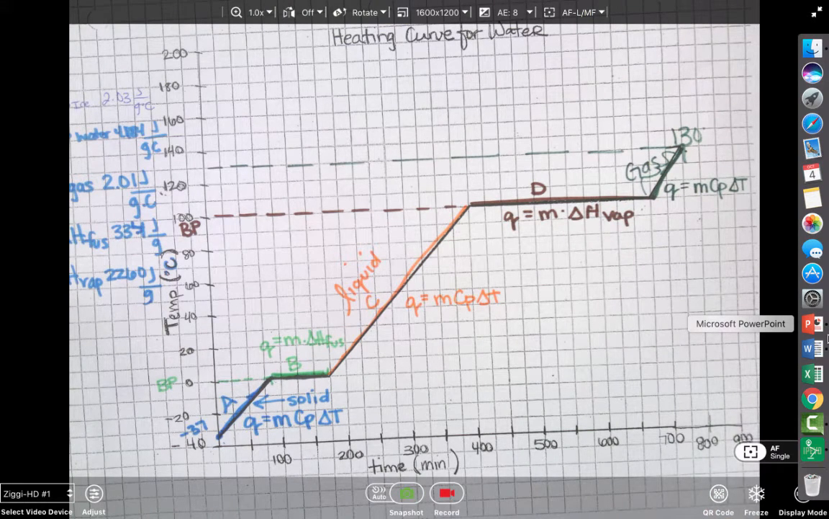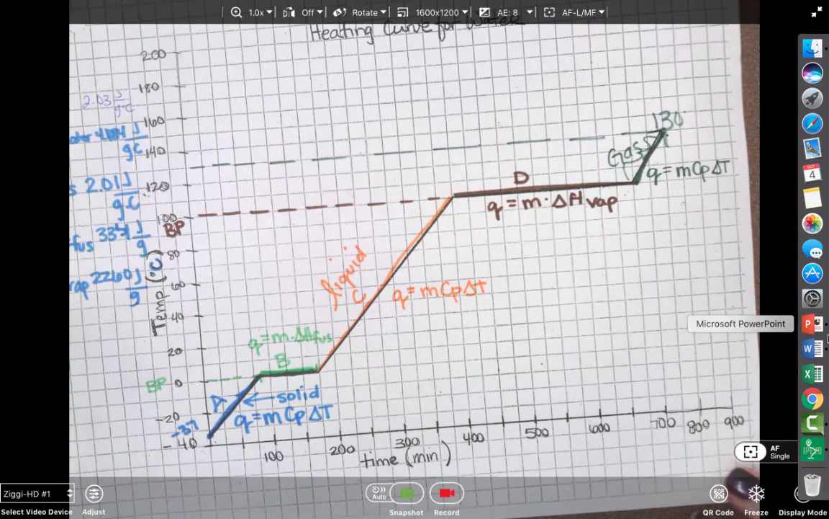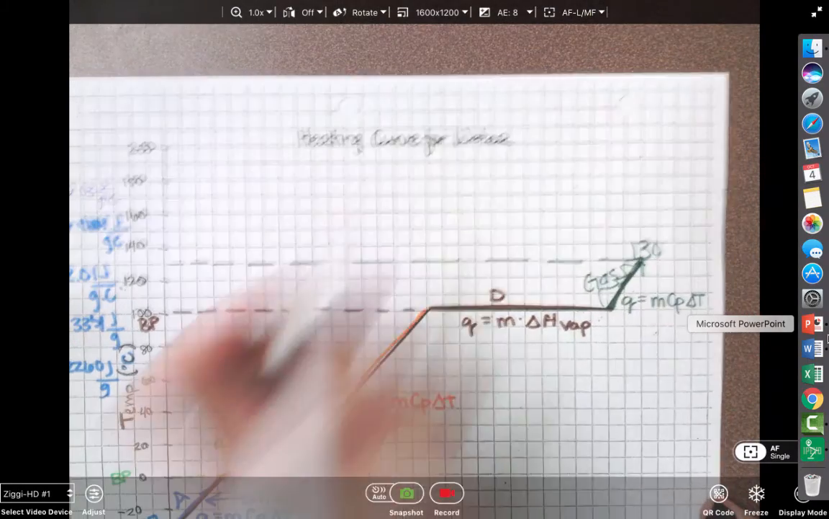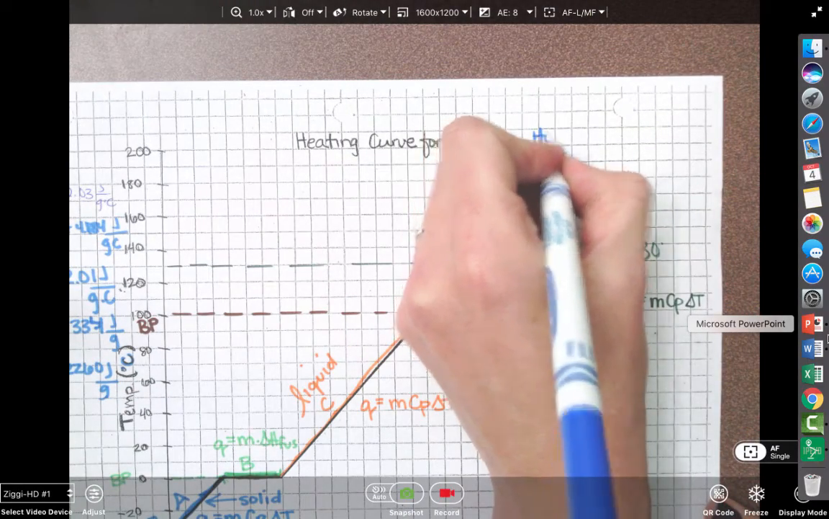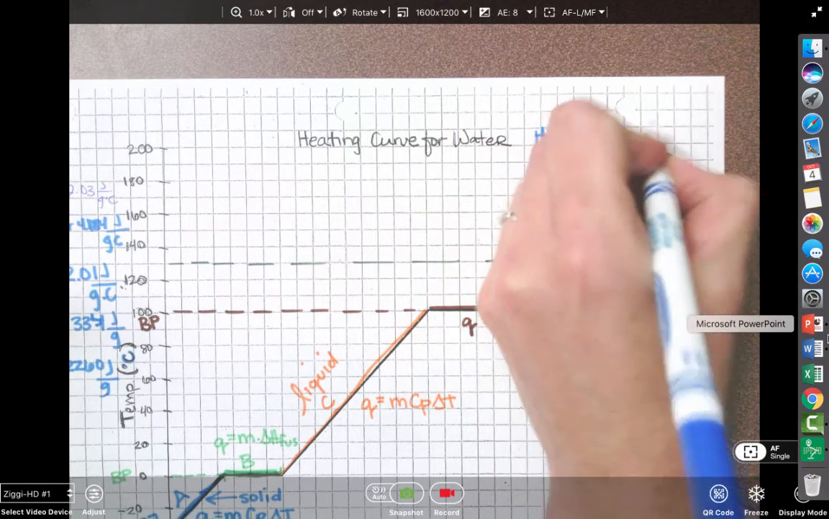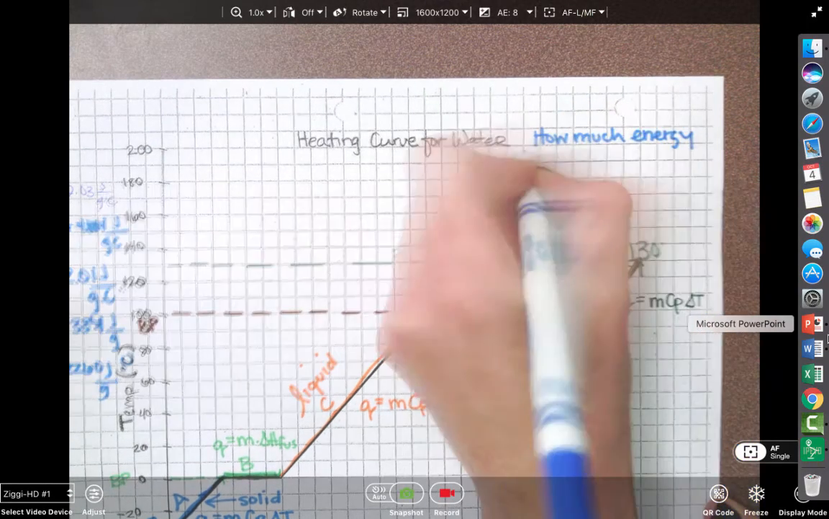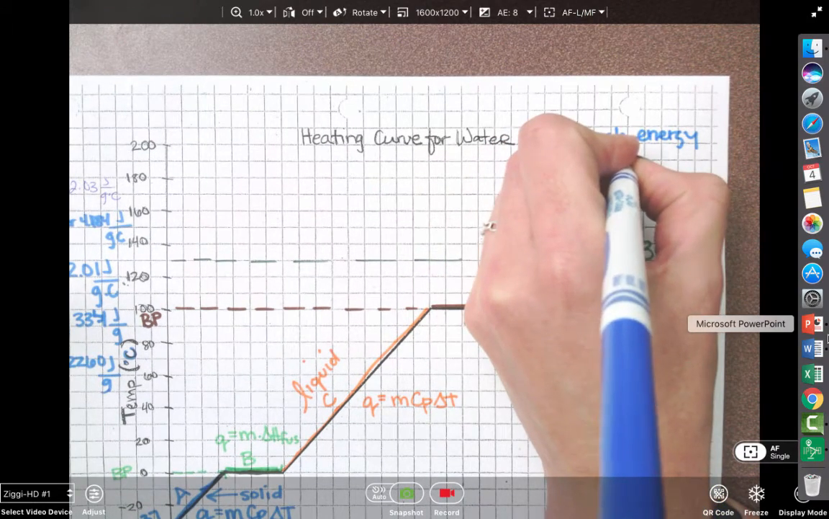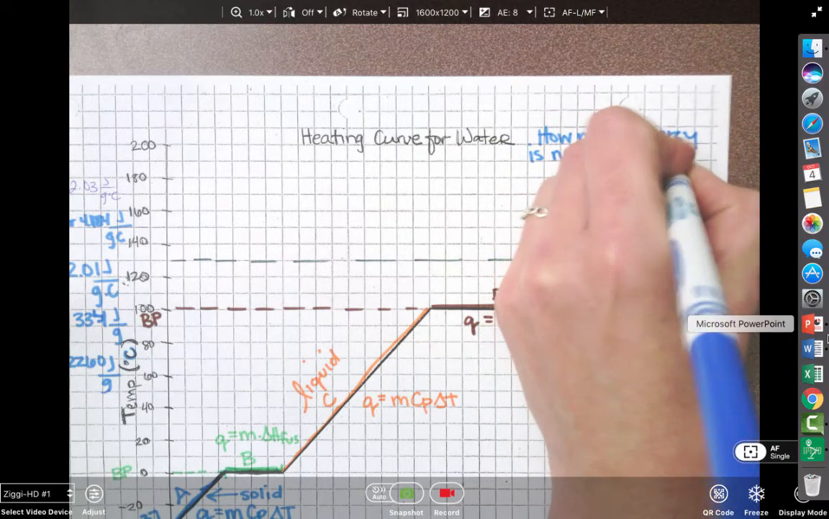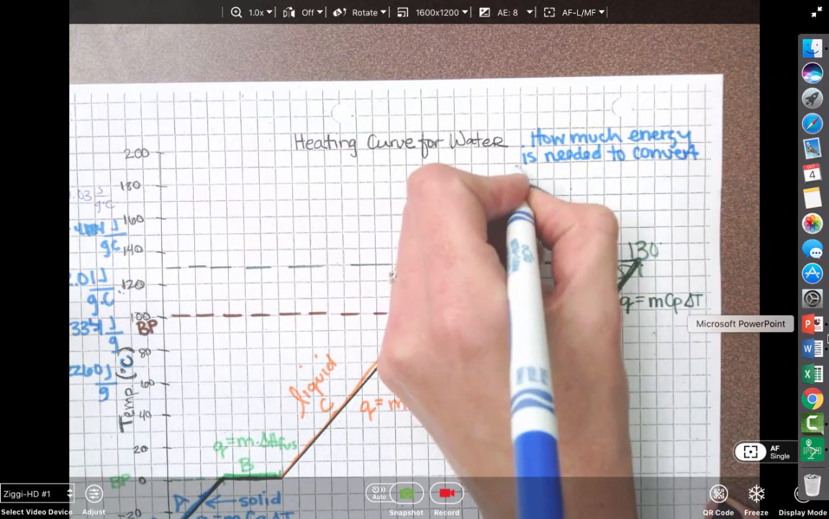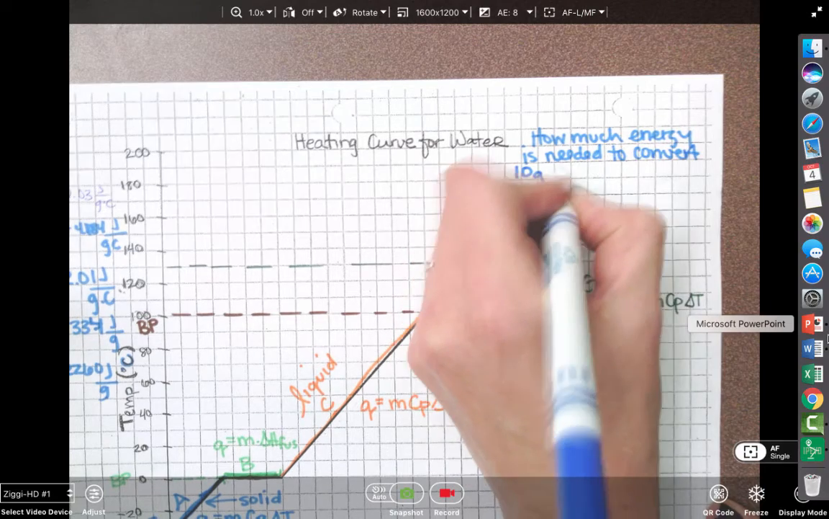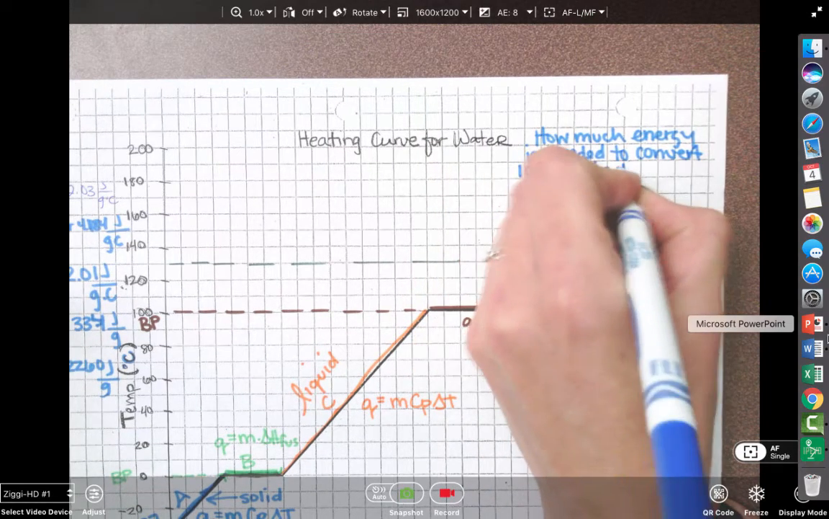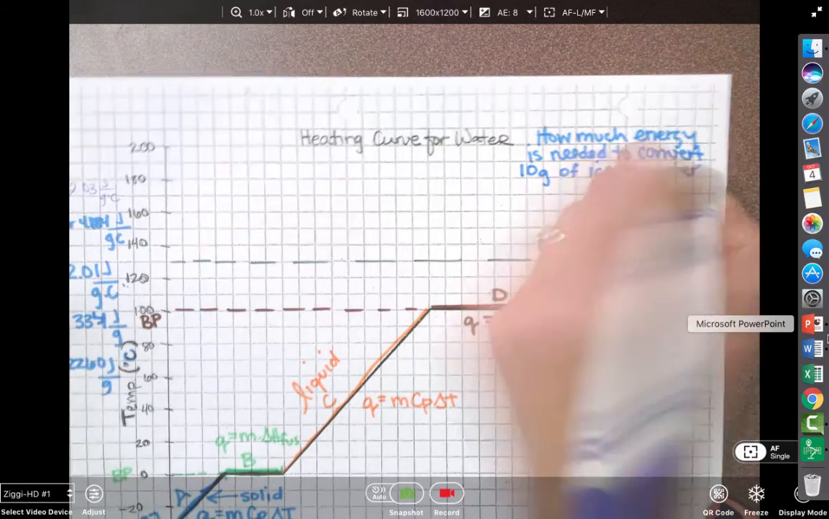So here's my question. I am going to use the specific colors. Okay, here is my question. How much energy, I'll write it up here, is needed to convert, let's say, keep it a round number, 10 grams of ice to water vapor.